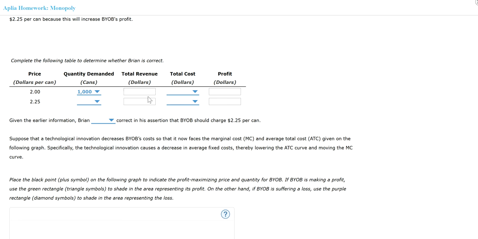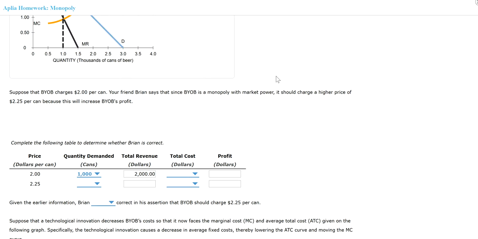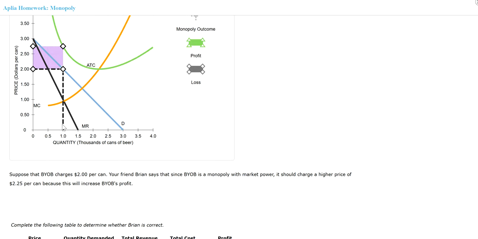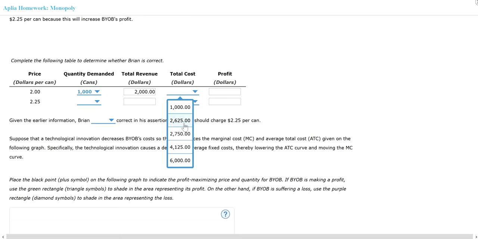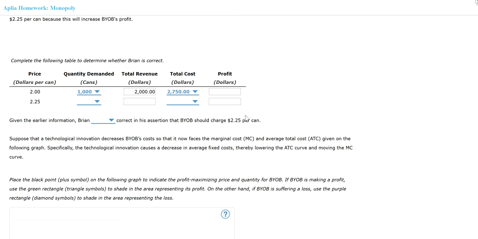Total revenue, you're going to use your 1,000 times $2, that'll be $2,000. Your total cost, now for total cost, we're going to go to your average total cost curve. So at this point over here, that was 2.75. So $2.75 per each can of average total cost. And for 1,000, that should be 2,750, which is probably the closest answer. All right, so our total revenue is 2,000. Our total cost is 2,750. That means your profit should be negative 750. So we're losing money.